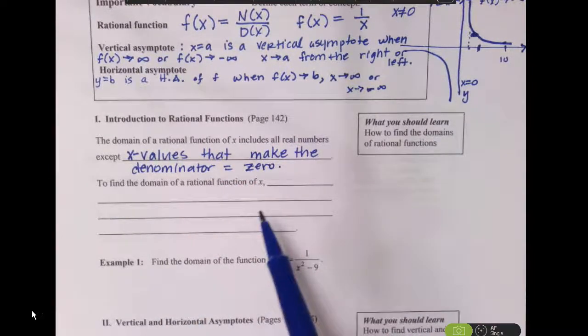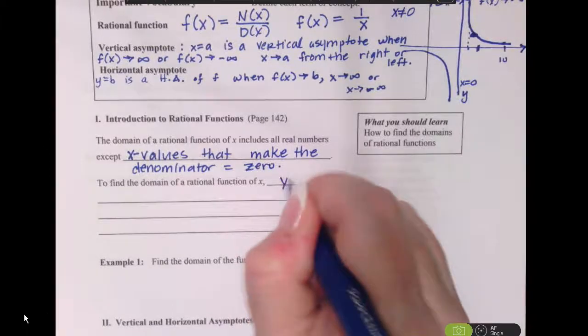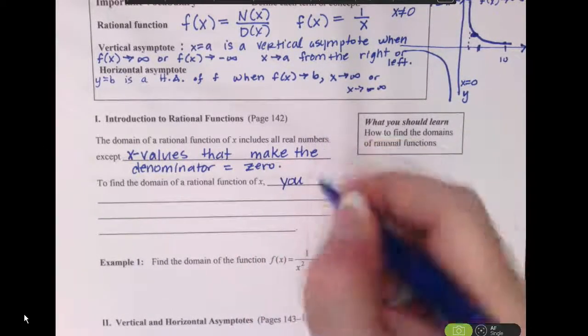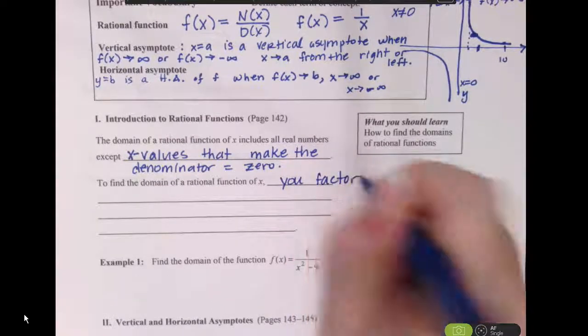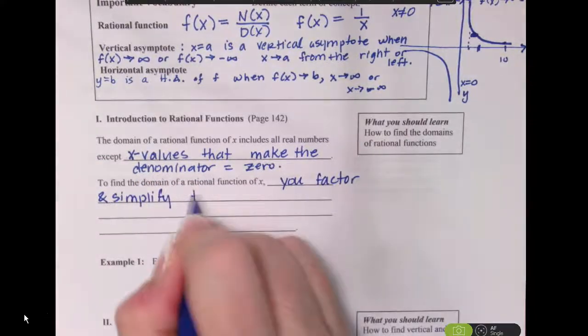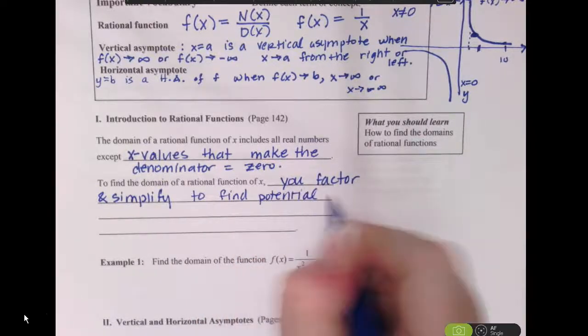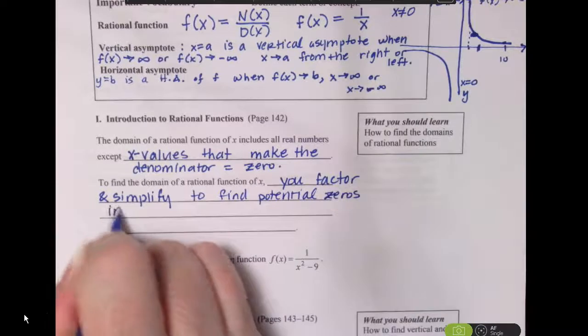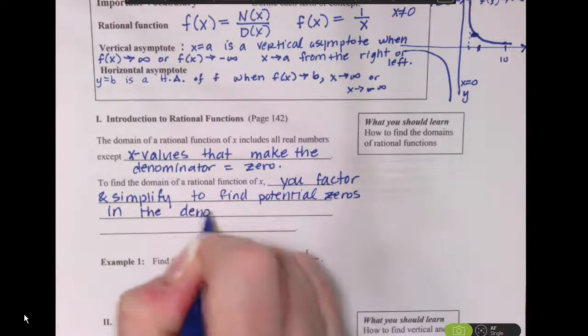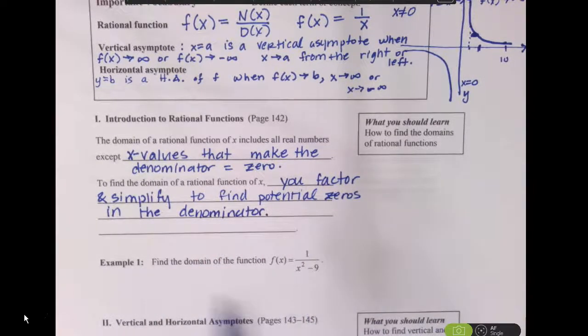So, the process that you use for finding the domain of a rational function of x: to find the domain of a rational function of x, you factor and simplify to find potential zeros in the denominator. And we may or may not add to that definition as we go forward.